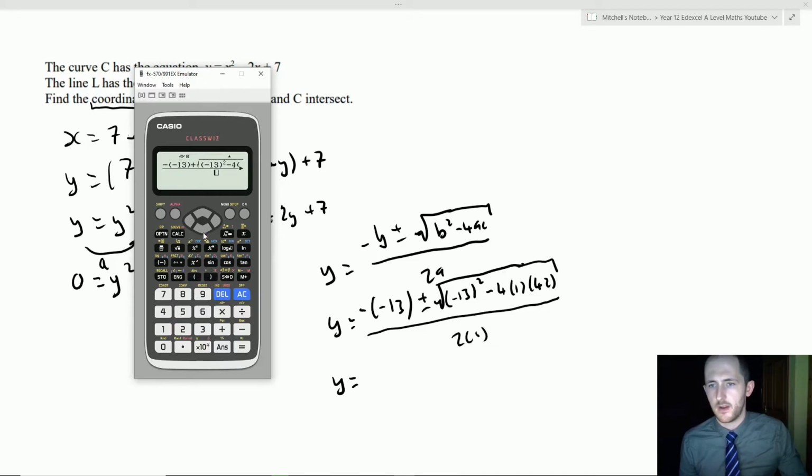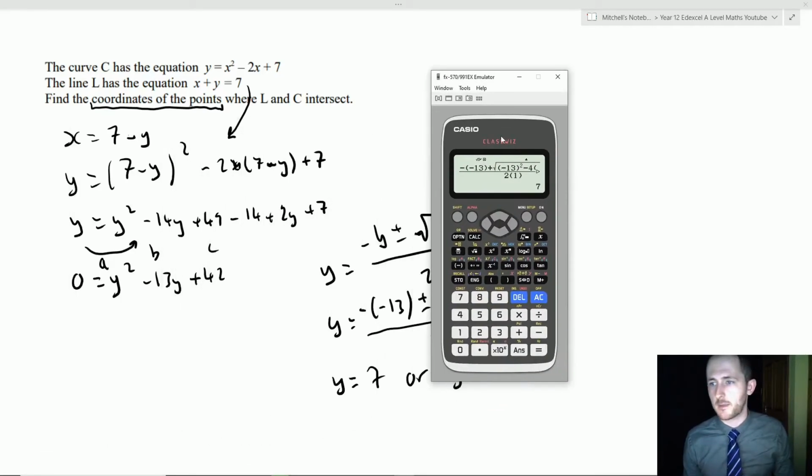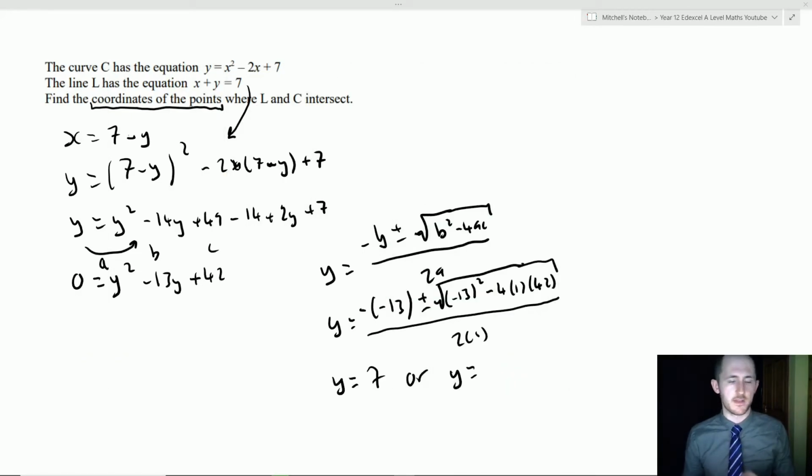over... If you spot me make a mistake, please let me know. It's possible. So we get 7 or, and again, instead of typing the whole thing again, don't forget you can use the arrow keys to edit your equation. Or 6. Well, that's pretty easy. So you can use the quadratic formula. It works perfectly fine.